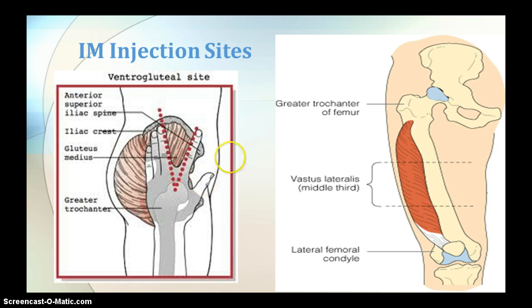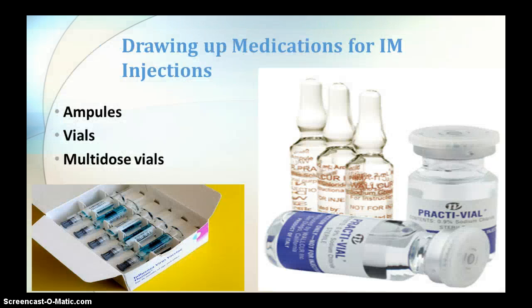On the right-hand side, the vastus lateralis, you'll need to know your locations, greater trochanter and the lateral femoral condyle. If you can identify these two areas, then you know that the middle third is where you're going to be giving an injection, and that's a nice deep muscle for IM injections.